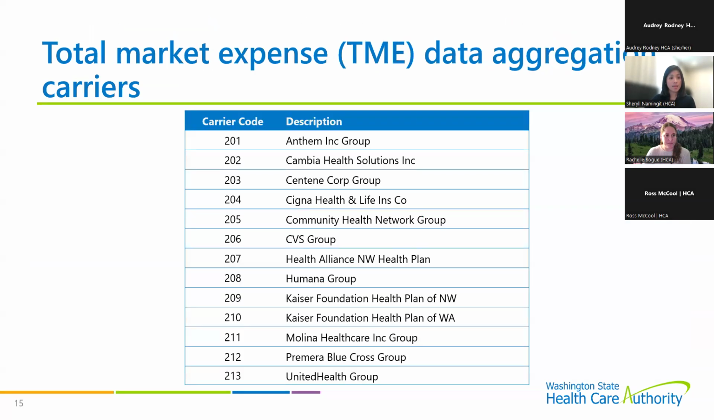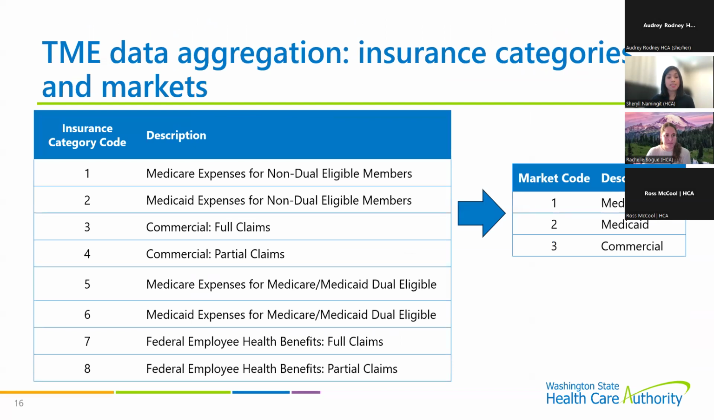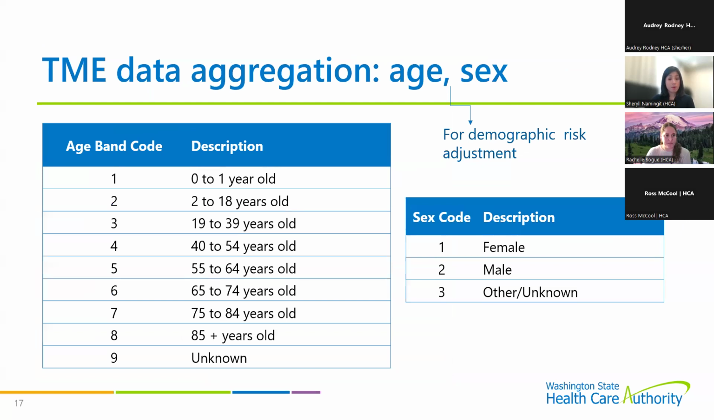So let me explain the different data aggregation that we have in the data. The data is grouped by carriers, and the following 13 largest carriers in the state are required to submit data. Member months, claims, and non-claims data are also grouped by insurance categories. Such categories can be grouped into broader market groupings. So for example, we can group dual and non-dual Medicare insurance categories into the overall Medicare market. Member months, claims, and non-claims data are also grouped by age bands and sex codes, and this grouping is important when we adjust for age and sex risk.